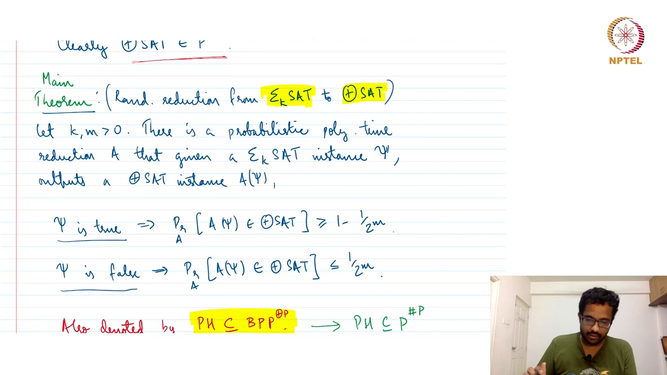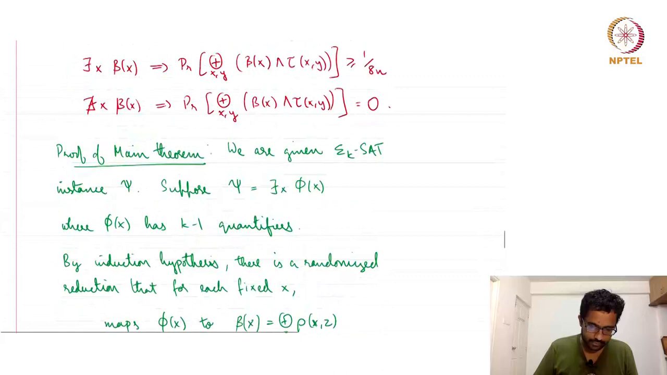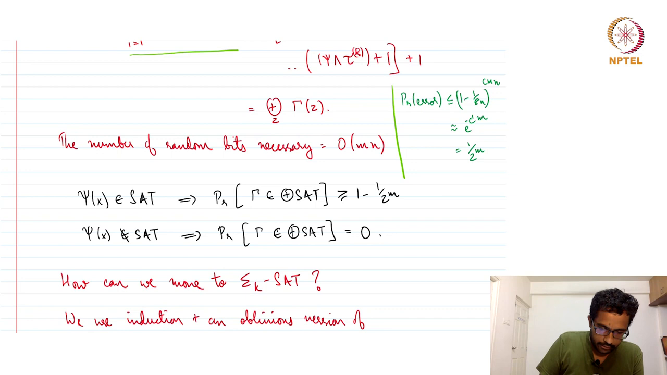Instead of psi is true, now we showed psi is satisfiable. The probability of success was 1 minus 1 by 2 power m in the case of a yes instance, and in the no instance it was actually 0. So it was better than the case here. But the only difference is that we showed the case when psi is a formula with a single quantifier. Now we want to extend to k quantifiers. So how do we do that? How can we move to k quantifiers?